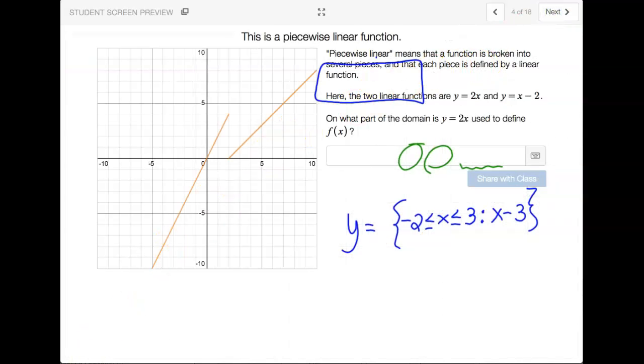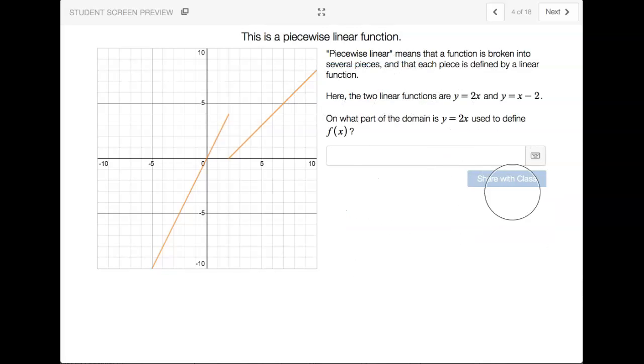All right, so let's move on to this one. This one has two pieces. All right, so we have a break here where we've changed which equation we're using. This is a piecewise linear function, so it's just different pieces of lines meshed together. So piecewise linear means that a function is broken into several pieces and that each piece is defined by a linear function. Here the two linear functions are y equals 2x and y equals x minus 2.